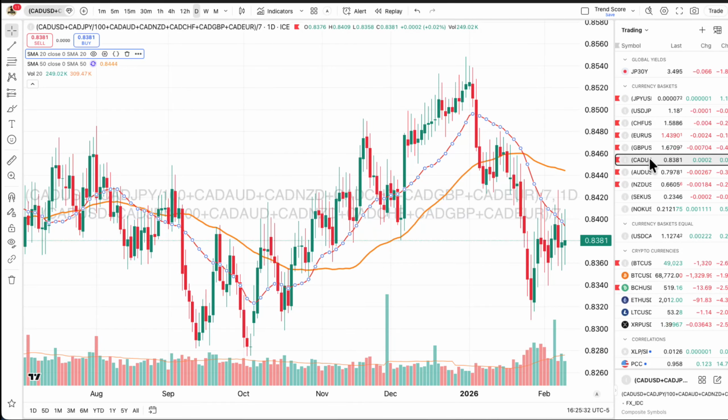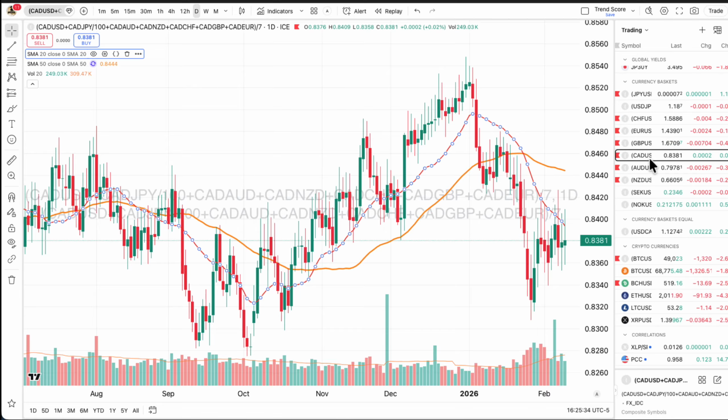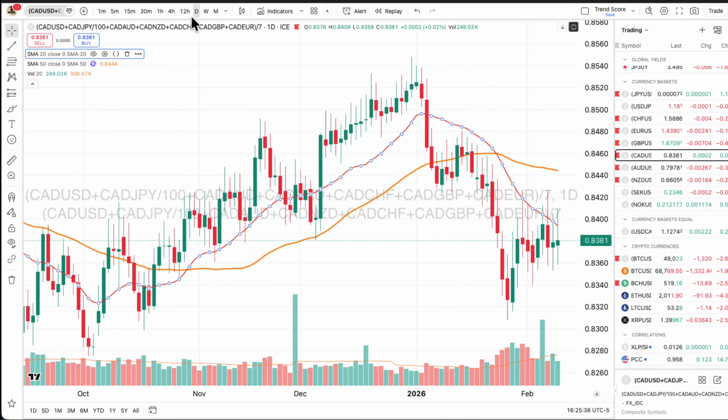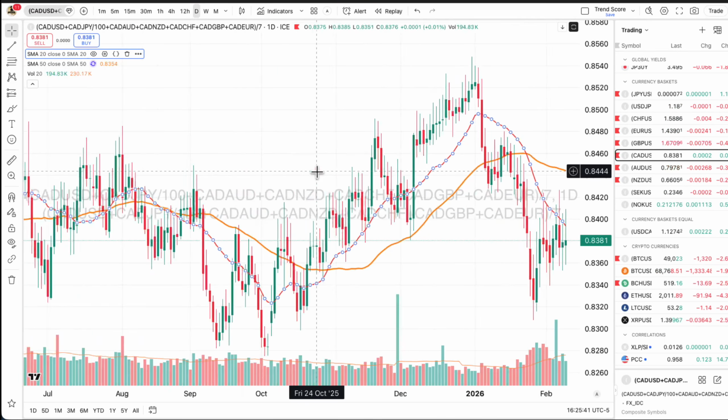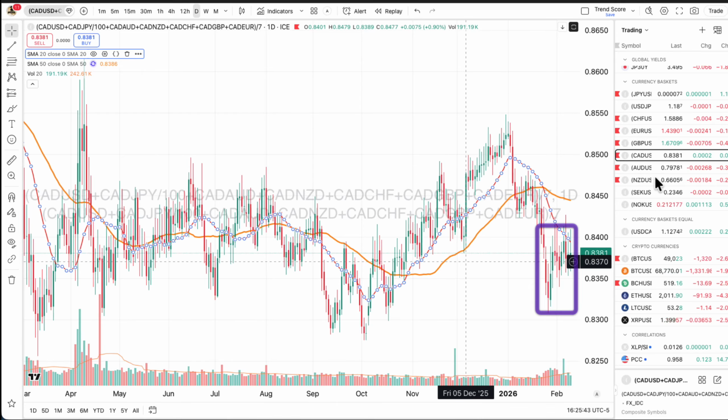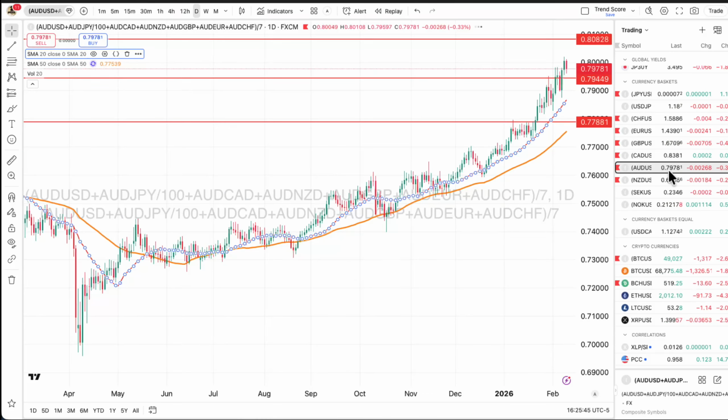CAD, let's move on to the CAD here. Not so much on the Canadian dollar. I think that's mostly tied to what the US dollar is doing. But again, you can see that it's just kind of in the bear rally formation as well. So I'm not focusing on the CAD here.